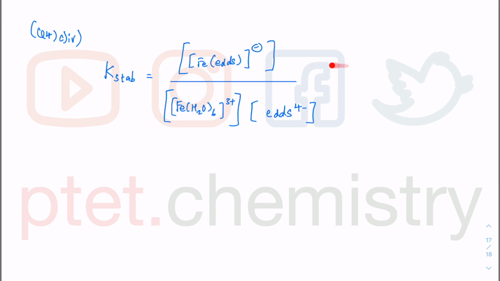I do not include water concentration, because water concentration is already taken into account by K step. And if you are doing Kc, if it is Kc from AS chemistry, then you will need to include the water, but not for K step. On to the next part.